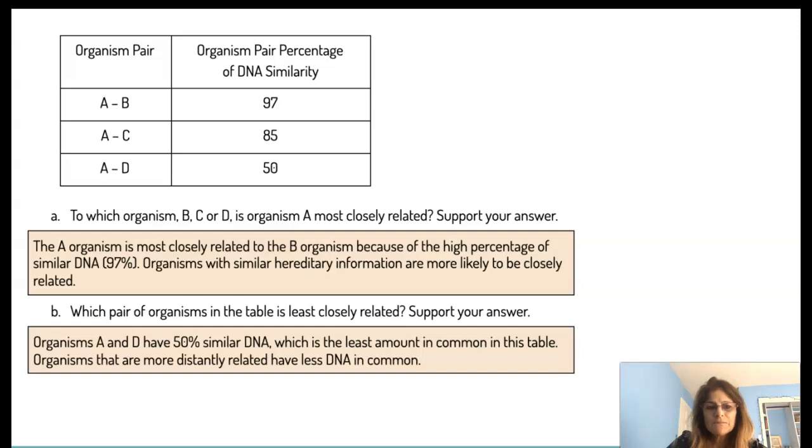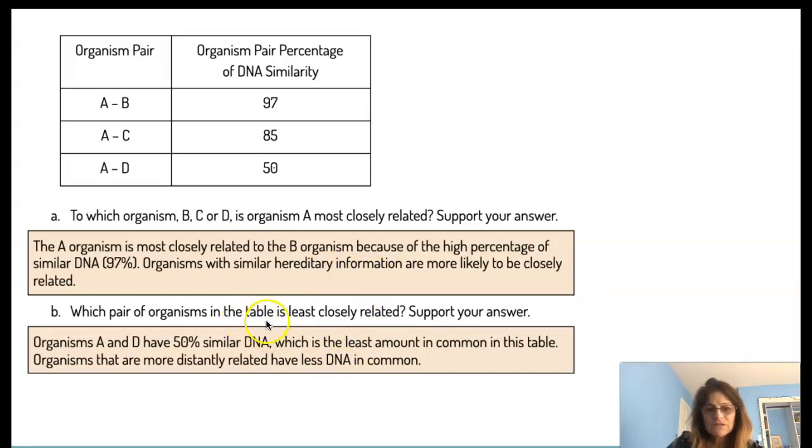To which organism, B, C, or D, is organism A most closely related? Organism A is most closely related to B because this is the highest percentage of similar DNA. A and B have 97% of their DNA in common, and organisms with similar DNA are more likely to be closely related.